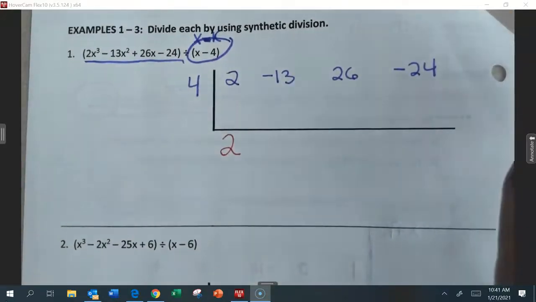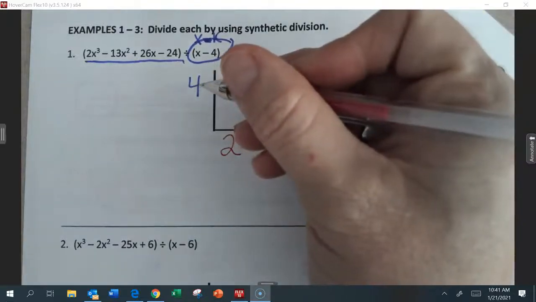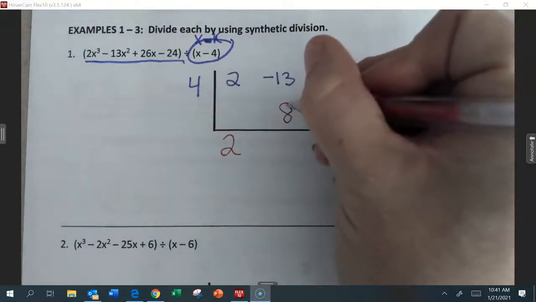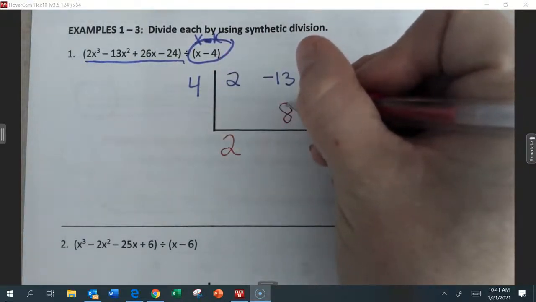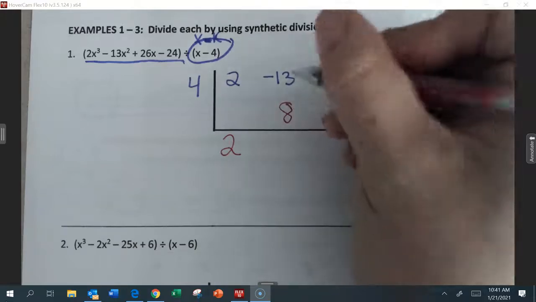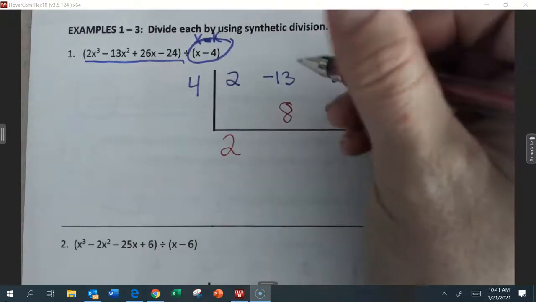Okay, here we go. Let's multiply. What's 2 times 4? 8. You got to put it under this one. It's kind of like long division when we kept ourselves lined up. Now add, what's negative 3 plus 8?